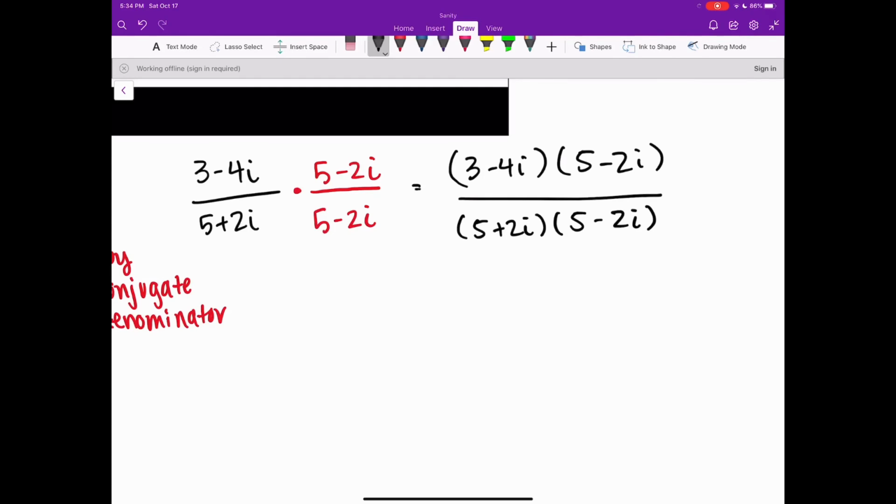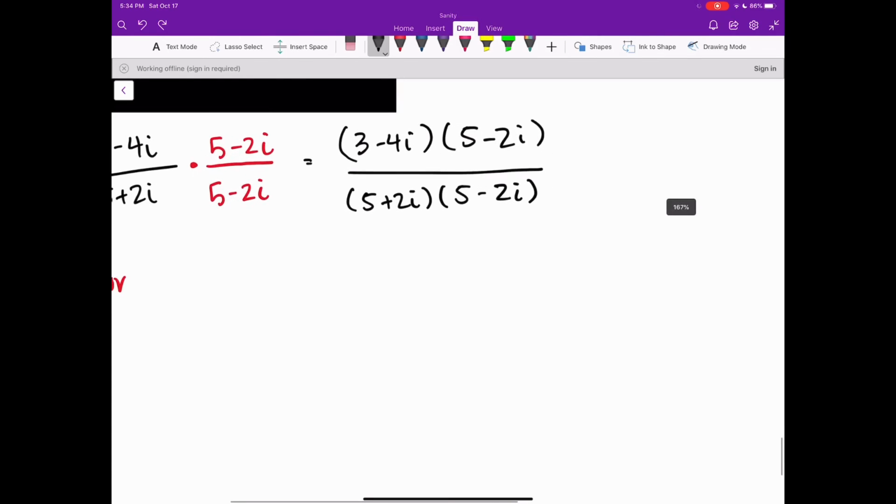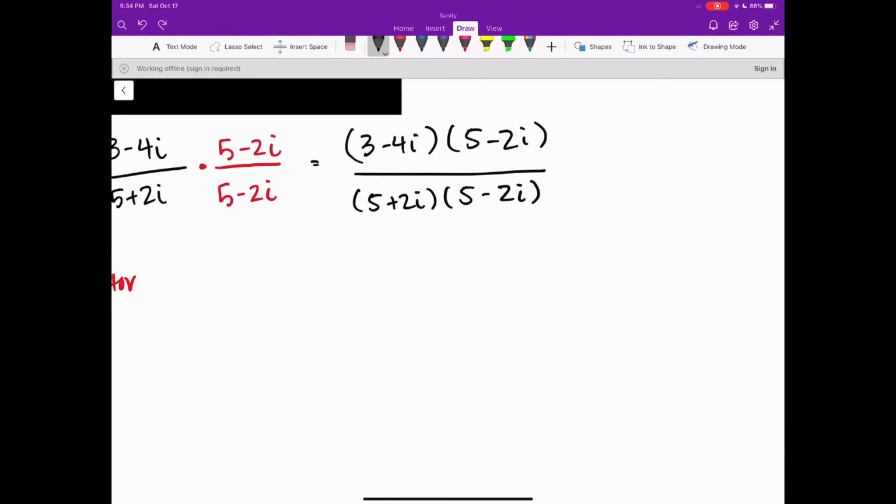Again, when we multiply fractions, you just multiply straight across. So we have a multiplication problem in the top and one in the bottom. Okay, so let's just multiply these guys. It's going to turn into a mess, but it's going to be all right in the end. So I'm going to take the FOIL process, multiply in the top.